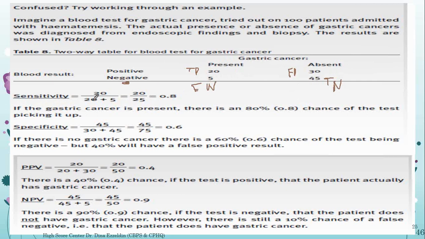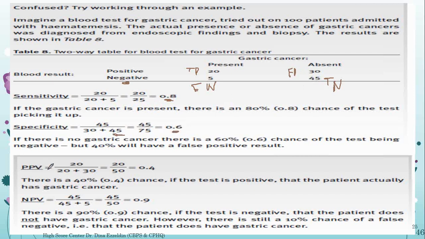To calculate the sensitivity, it's equal to true positive divided by true positive plus false negative. So 20 divided by 20 plus 5, so equal 0.8. Specificity is true negative, which is 45, divided by the true negative plus the false positive, which is 30, equal 0.6.